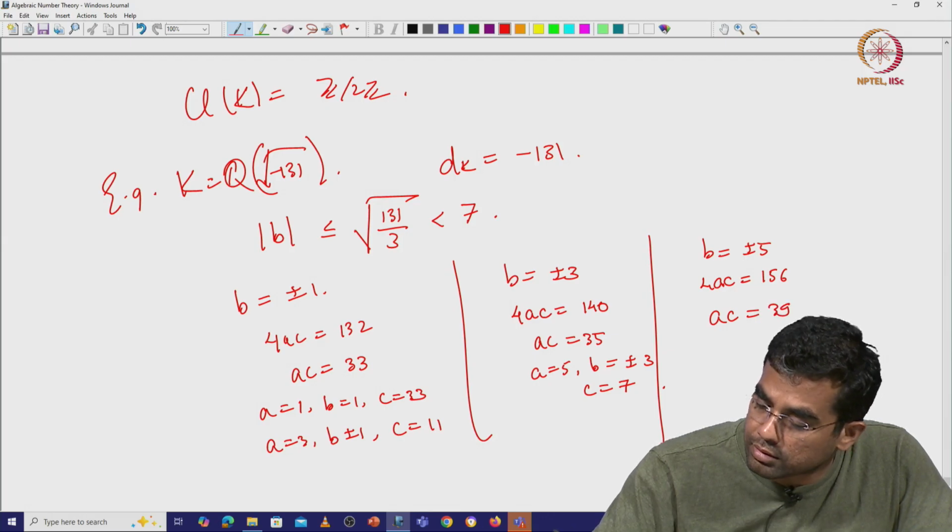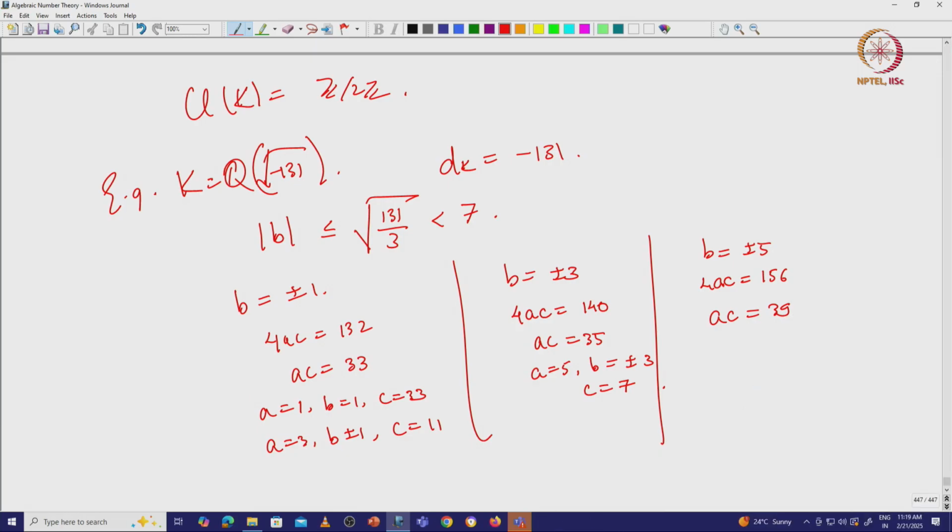1 and 39, 3 and 13. None of those are permissible, right, because A has to be at least 5, and C has to also be at least 5. Okay. So there are no solutions here, which means that there are 1, 2, 3, 4, 5, right.